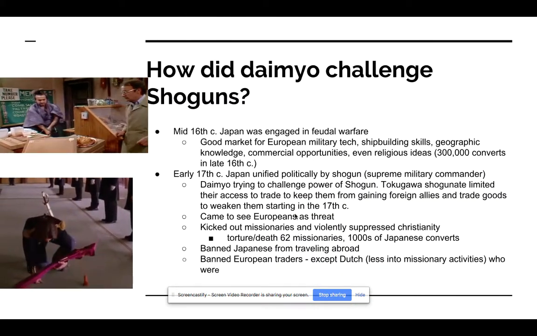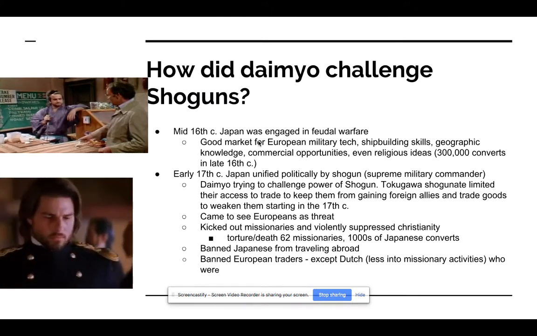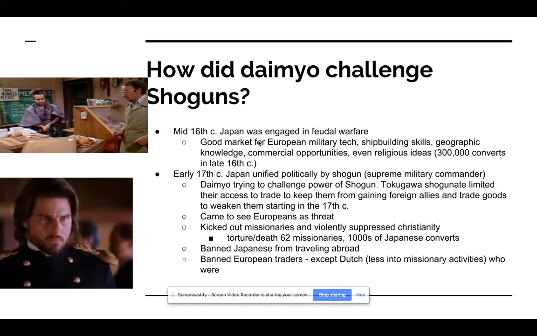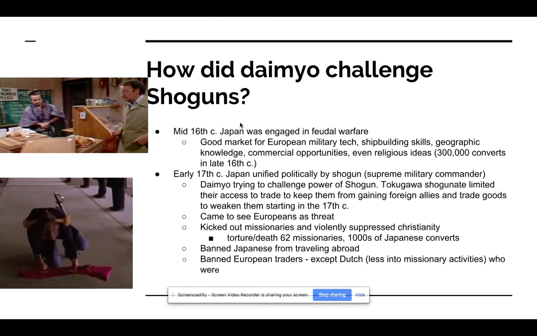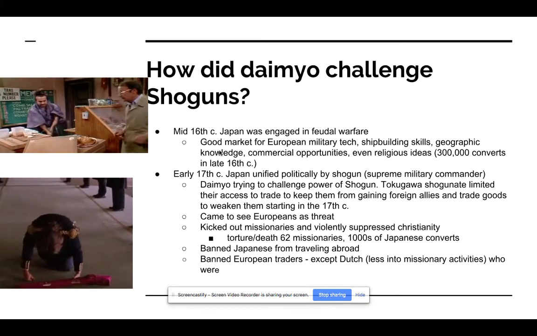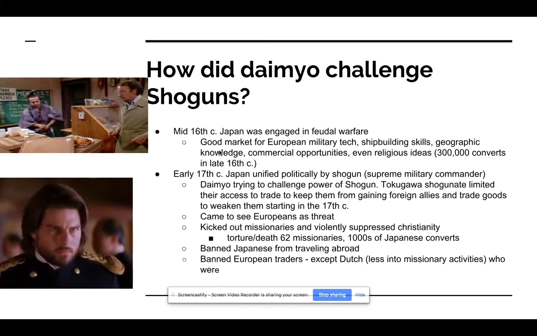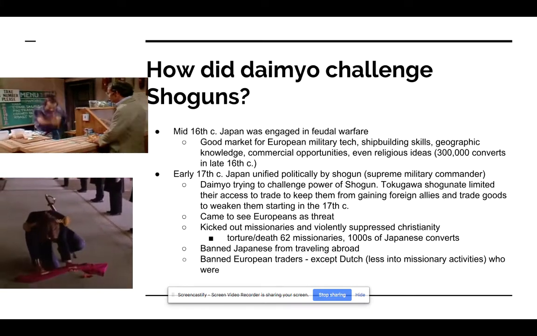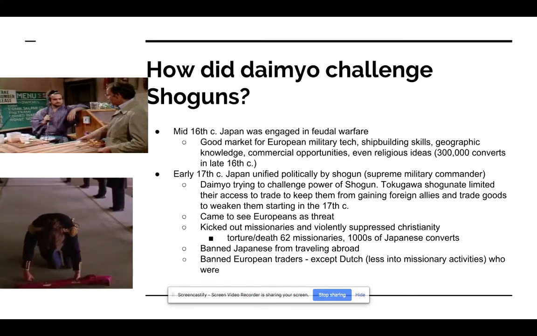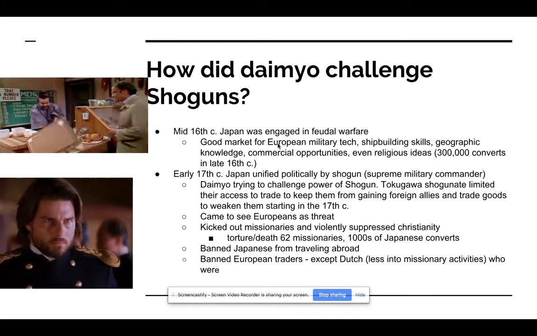Now, there was a big problem in Japan here. In the mid-16th century, Japan was engaged in a lot of feudal warfare. More than likely, there was a lot of disagreement specifically between the daimyo as well as the shogun, right? Well, the good thing about this time, there was an increased amount of trade. In the mid-16th century, Japan was allowing the European military technology to come in, the shipbuilding skills, the knowledge, just private trade, even religious ideas. Christianity was spreading during this time.